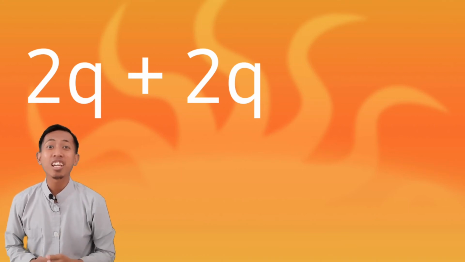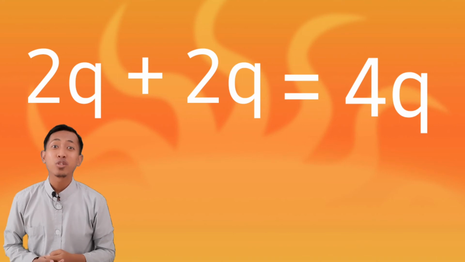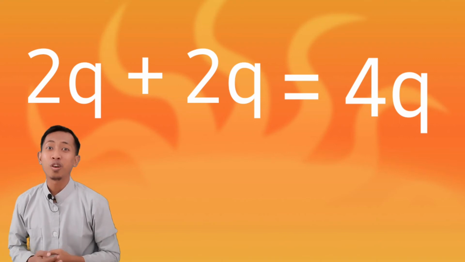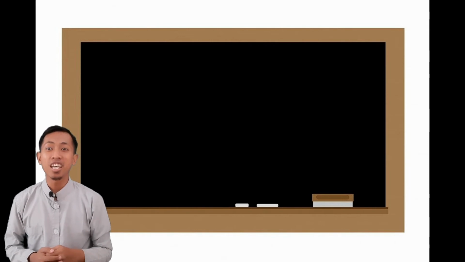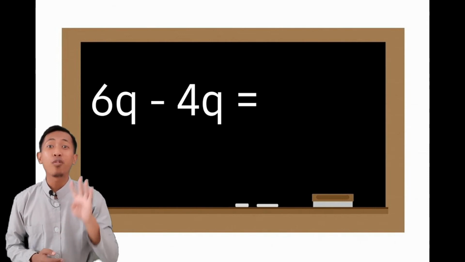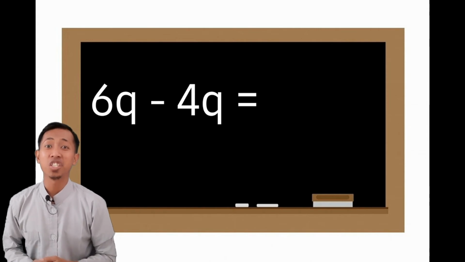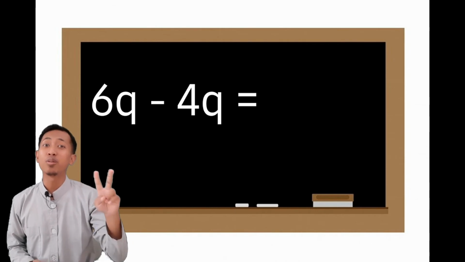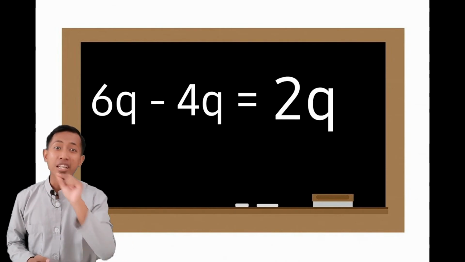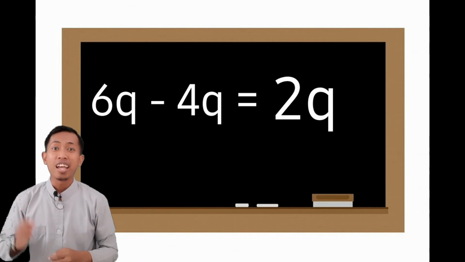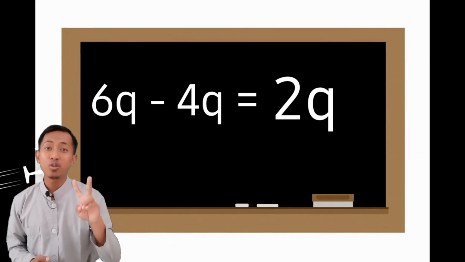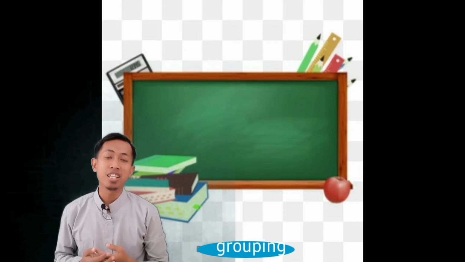Great! The answer is 4q because 2 plus 2 is 4 and then the variable is q, so the answer is 4q. The next question is 6q minus 4q. Can you answer the questions? Terrific! The answer is 2q because 6 minus 4 is 2 and then the variable is q, so the answer is 2q.